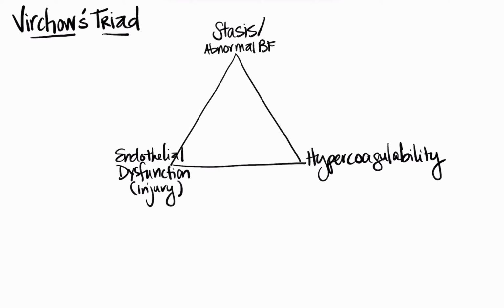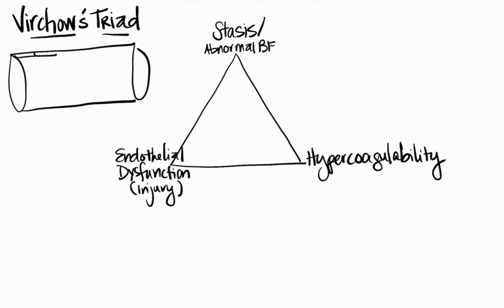This video is going to describe Virchow's triad, or the elements that a patient might have that puts them at risk of developing a blood clot, a thrombosis, a clot in an intact vessel. So normally, a blood vessel does not develop a clot for two main reasons.